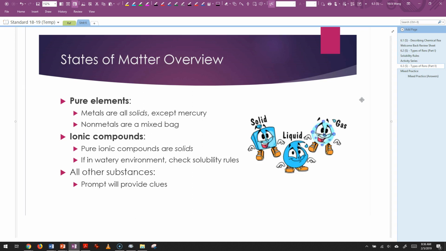And then if it's in a watery environment, you have to use the solubility rules. So that's why I make that distinction, right? If it's in water or not. If it's in water, you can make another conclusion to see if it's soluble and then determine if it's going to be a solid or an aqueous substance. And then finally, for any other substance that doesn't fit into these two, you're just going to get some clues in the prompt. Okay, so that about wraps up. This is the last of the 5 types, and that'll do it.